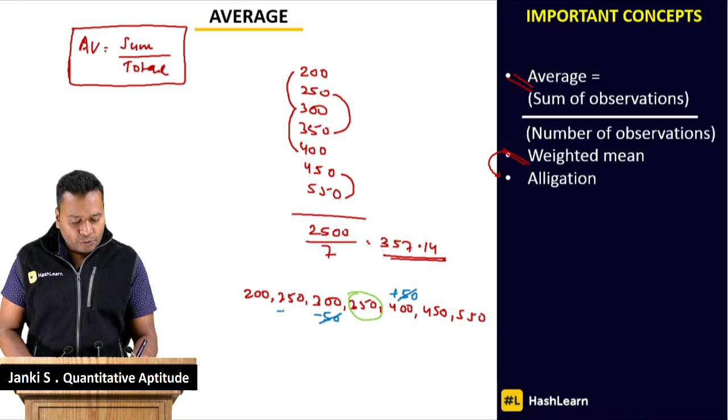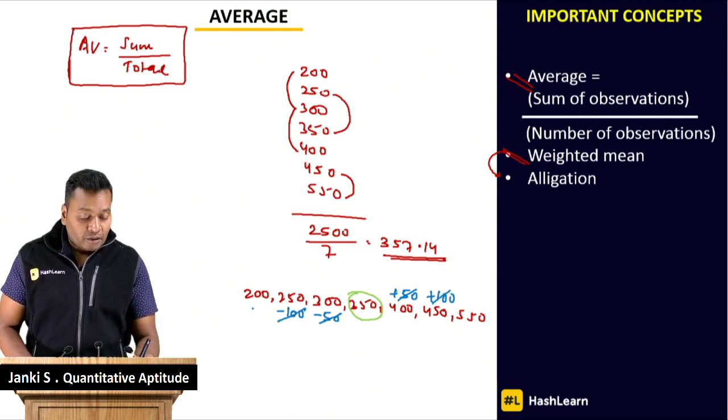So 250, suppose I compare 250 with 350. This is 100 lesser. 450 is nothing but 100 more. So ये cancel हो गया.